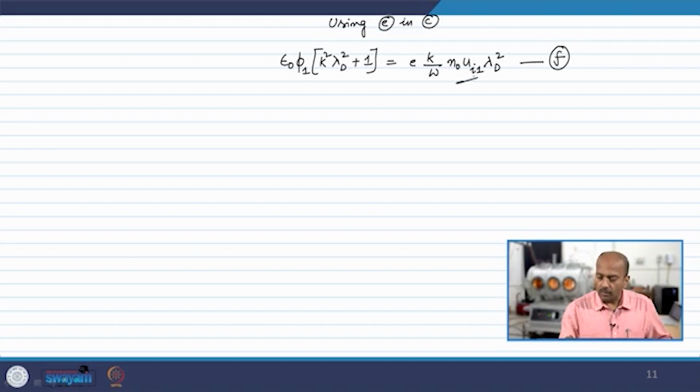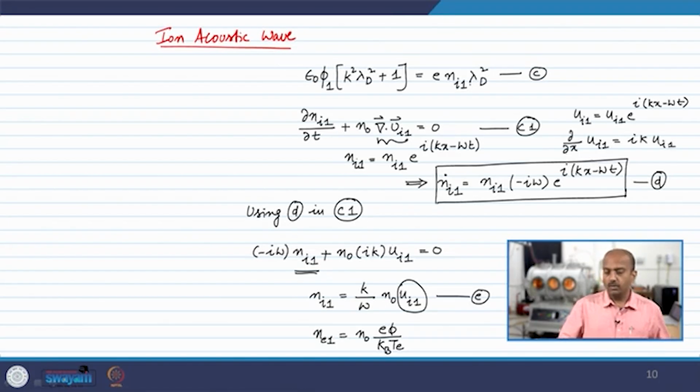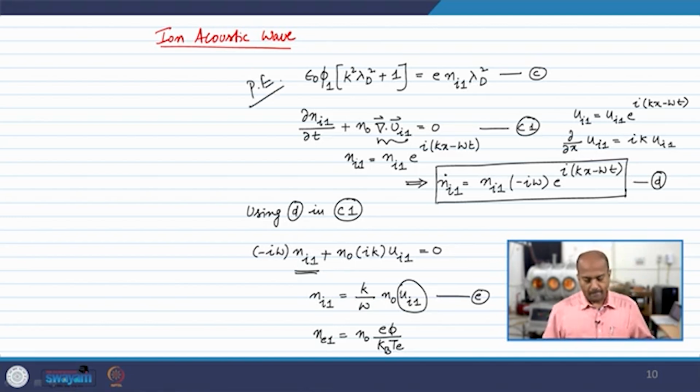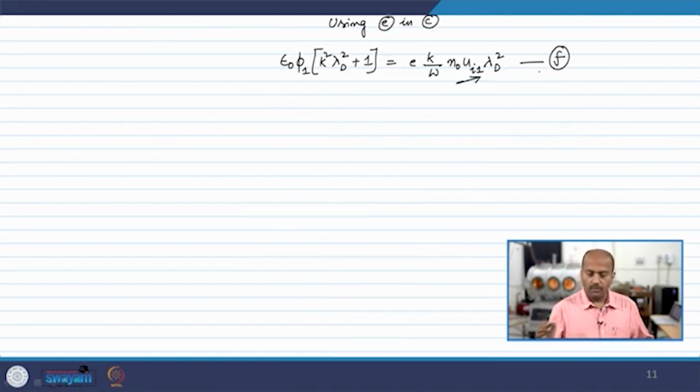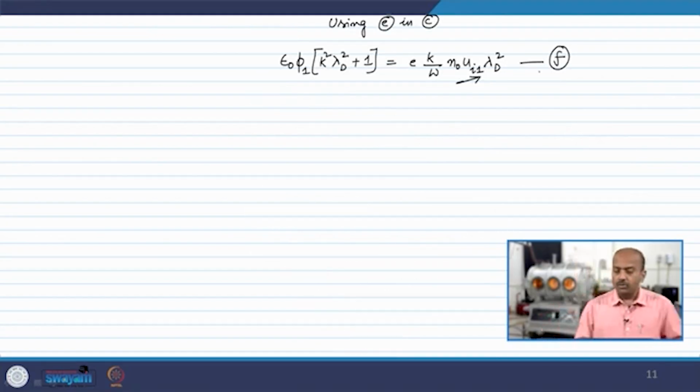Now, we have u I1, which is unknown. So let us look at the set of equations, all the equations. This is the Poisson equation and this is the continuity equation, and then we have the same equation. Now we need to solve the momentum equation. Let us bring the momentum equation. We can directly use the linearized momentum equation. The terms of the momentum equation will not change.